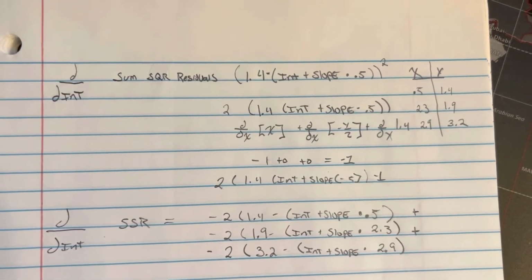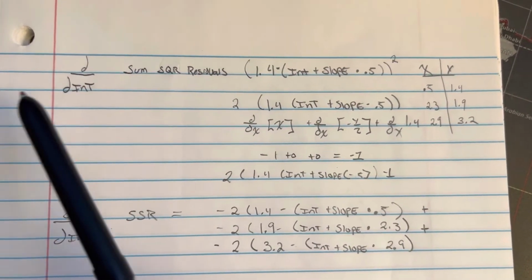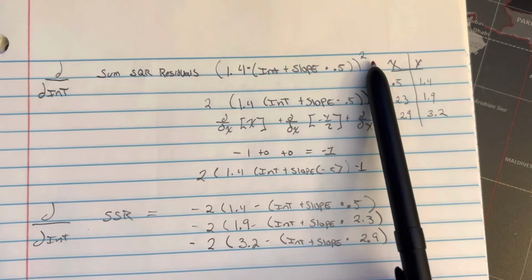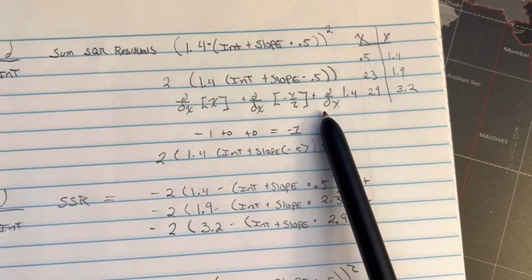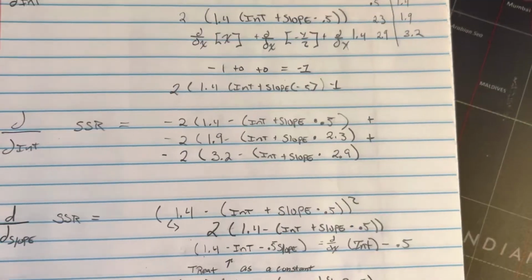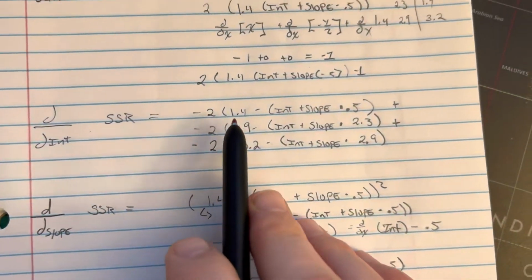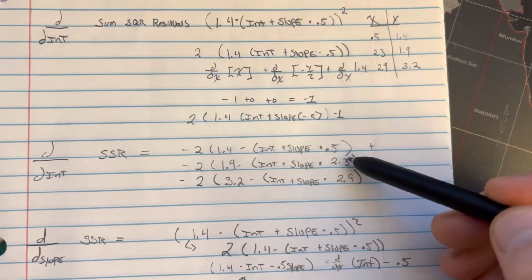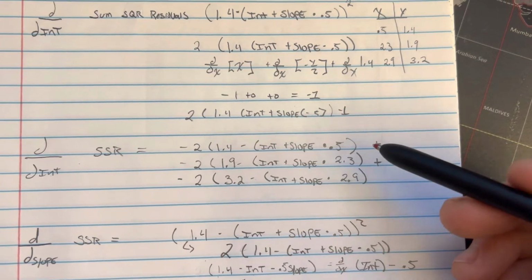If we take the derivative of our sum of squares residuals with respect to the intercept, we use the exponent rule, and then we use the chain rule, and we find that it equals negative 1. So we simplify our terms and put it at the beginning of the equation. And then we just put our terms into this equation.